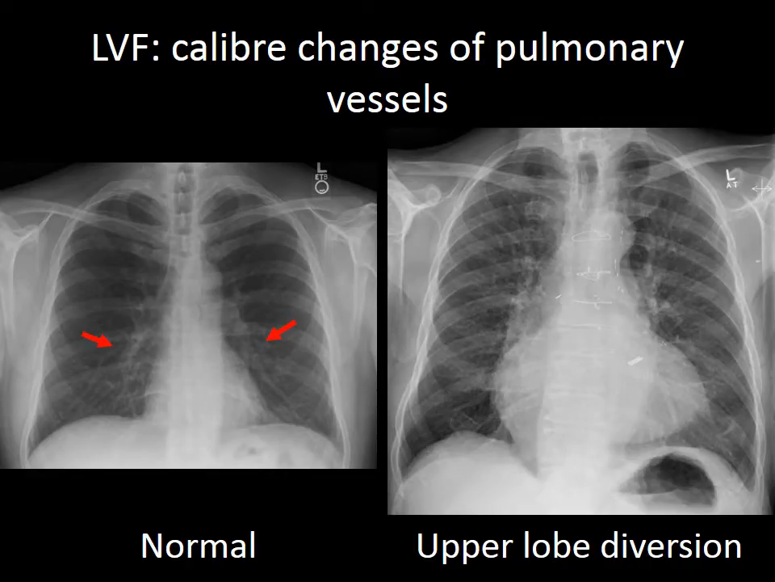Normally, on an erect chest X-ray, the lower lobe vessels are a larger calibre compared with the upper lobes. In left ventricular failure, this is reversed, with the upper lobes having a larger calibre than the lower lobes. This can only be commented on from an erect chest X-ray. The radiological appearance of upper lobe blood diversion is usually very subtle and is often overdiagnosed.